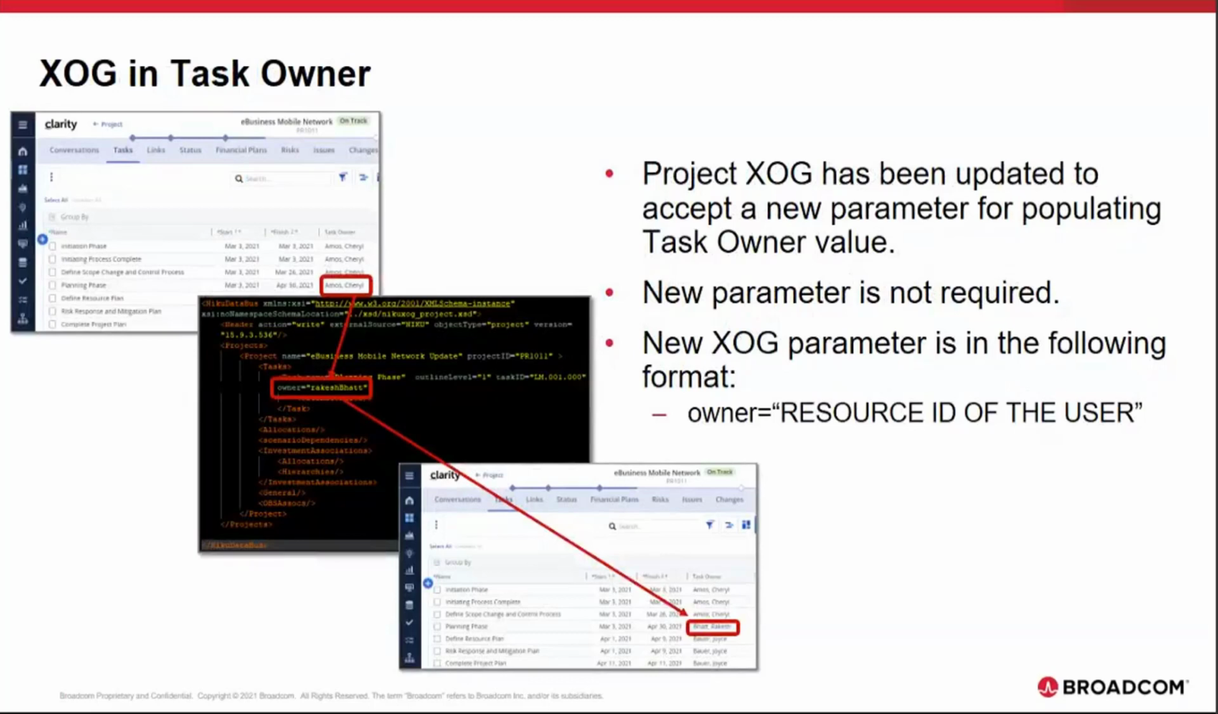So now starting 15.9.3, if you are going to use ZOG to create or update a task, you can also update the task owner. This is done by using the new attribute that is introduced in the ZOG, and the sample for it is displayed right here, where you will have to set the value as owner equal followed by the resource ID of your user. And once done so, you would see the changes reflected right here.